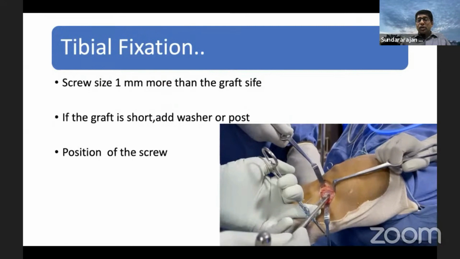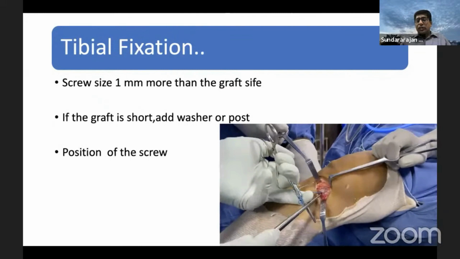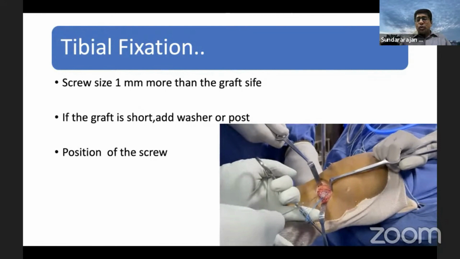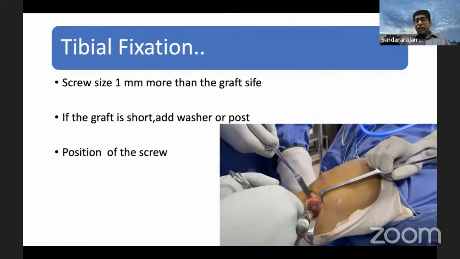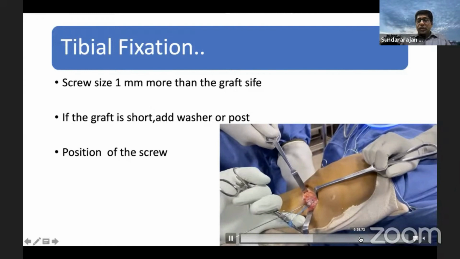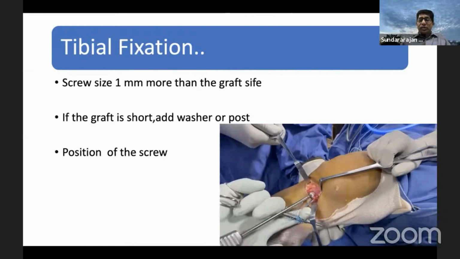And always I use this to see the integrity of your graft, how much tightening is there. Usually we use one size more because we use mostly bioabsorbable screws. If it is snugly fitting, still then you can use the same size bio screws over there. So here we are using one size more screw, which is commonly used for the tibial side. So make sure that your other hand is holding the graft very tightly in 30 degrees of flexion.